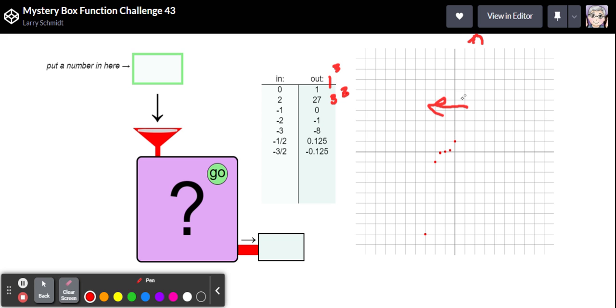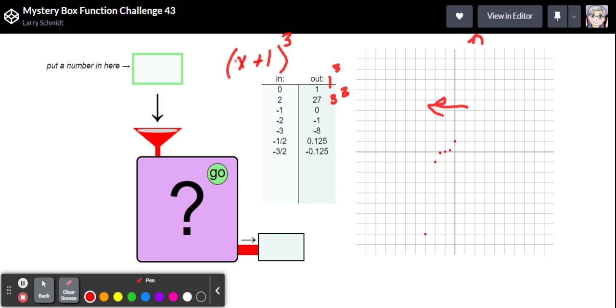And when we move functions one space to the left in general, we're thinking about inside a set of parentheses adding a number. That moves it in the negative direction. Seems counterintuitive. You add and it moves in a negative direction, but it does. And then maybe we would cube it. So let's see if this actually works. If I put a 0 in there, that would be 1 cubed. I'd get 1. That looks good.